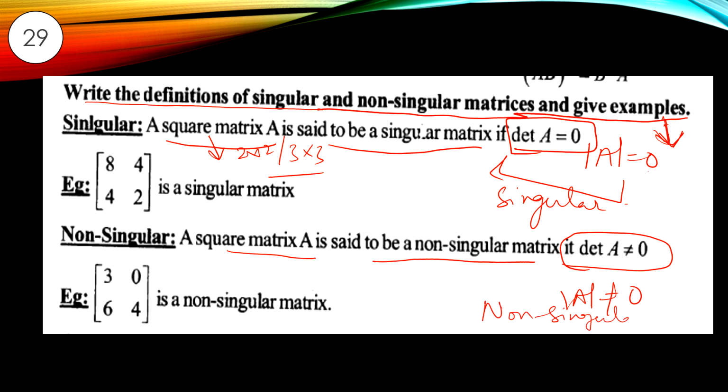See here in this example, the matrix 8 4, 4 2 is a singular matrix. Why? Because if we calculate the determinant for this matrix, 2 8 is 16 minus 4 4 is 16. So 16 minus 16 is 0. So the determinant is 0, so we can call it a singular matrix. Now from this example, 2, 3, 4, 6: 12 minus 0, 0 into 6 is 0. So the determinant is 12, which is not equal to 0. So we can call it a non-singular matrix. So the next one.